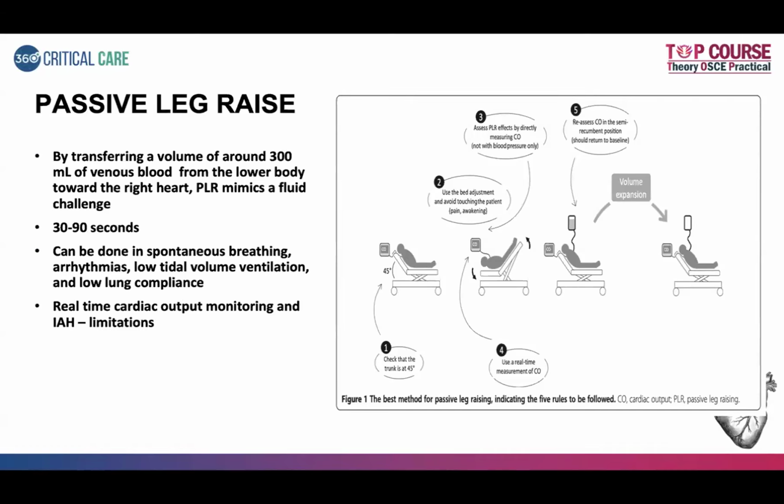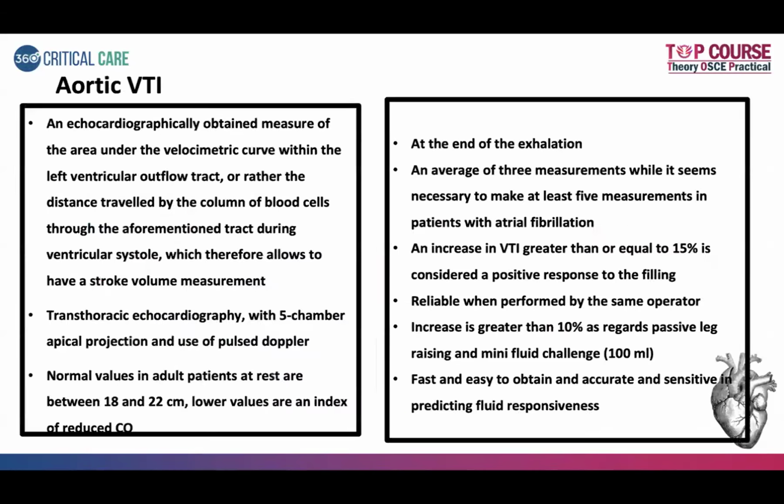So how do we do this PLR test? First you keep the patient in a semi-recumbent position, at 45 degrees, that is your baseline, and then you tilt the patient from 45 degrees to flat, using real-time cardiac output monitoring to see the baseline cardiac output. Then you hold it for 30 to 90 seconds and bring the patient back to the primary position, where you see the changes in the cardiac output. If the change is more than or equal to 10 to 12%, you consider it a significant cardiac output change, and the patient could be considered fluid responsive.